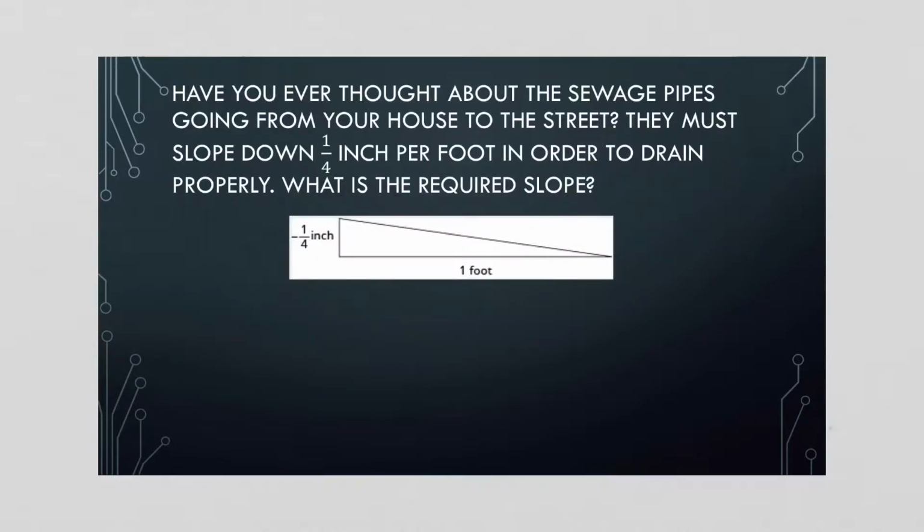Alright, so I'm sure this is something that you all think about all the time, about your sewage pipes. And there are codes for that as well. Again, I don't know them, but it says they must slope down 1/4 inch per foot in order to drain properly. But in order to find the slope, you have to be comparing things in the same unit of measure. So instead of 1 foot, I'm going to put 12 inches here. Okay? And again, we want our rise, which is -1/4, over our run, in this case, which is 12.